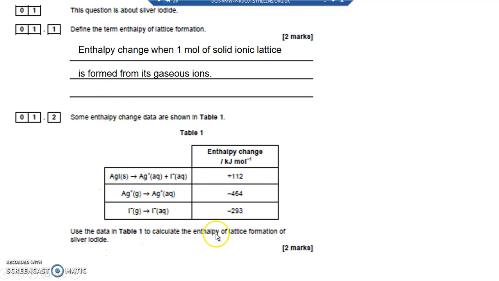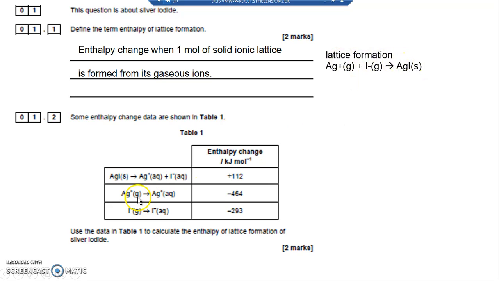Use the data to calculate the enthalpy of lattice formation of silver iodide. Well, what I'd do first of all to help me is try and write the enthalpy of lattice formation equation. So lattice formation, as we've said, is the gaseous ions coming together, 1 mole of them, to make 1 mole of an ionic solid lattice from its gaseous ions. So we should be able to work out the lattice formation equation.